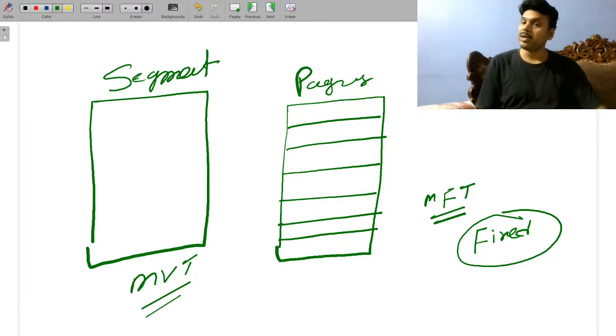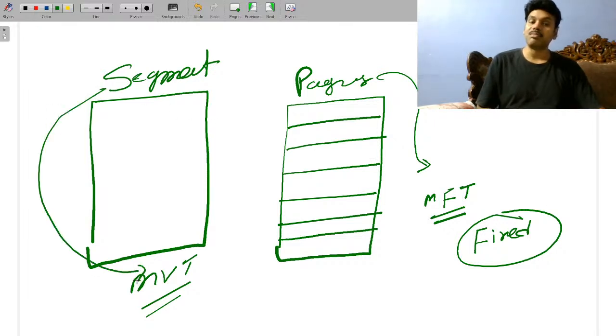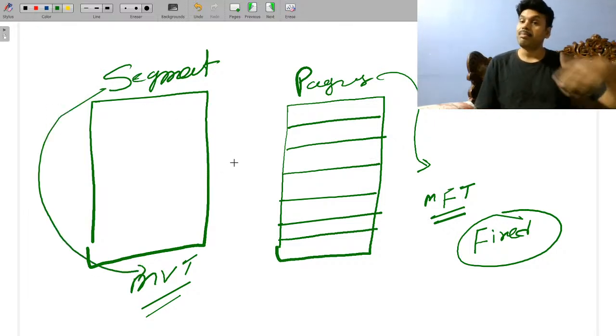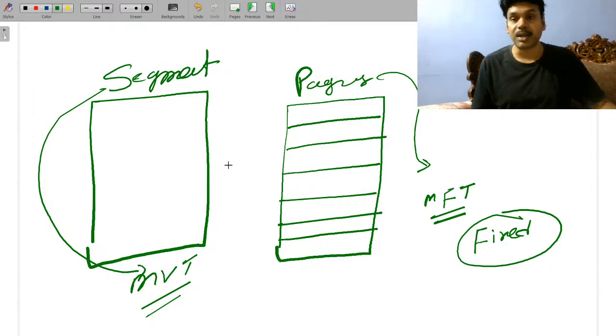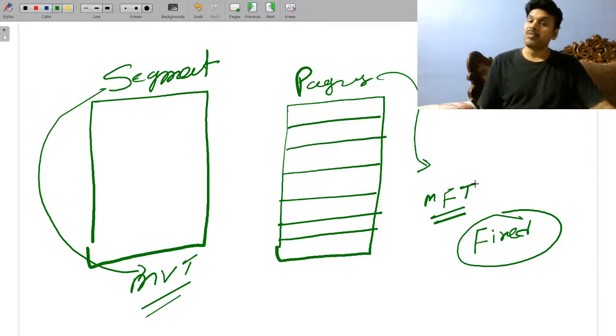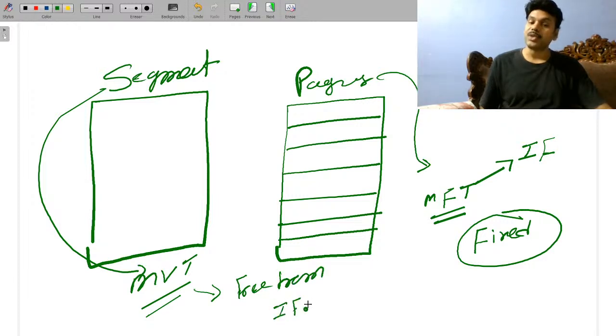Many people may not know about this. Paging is a fixed partition scheme, but when you talk about MVT, it is variable. Based on the function, I allocate the memory. Otherwise, I am not going to create any initial partitions. That is why MFT suffers from internal fragmentation and MVT is free from internal fragmentation, as we know.